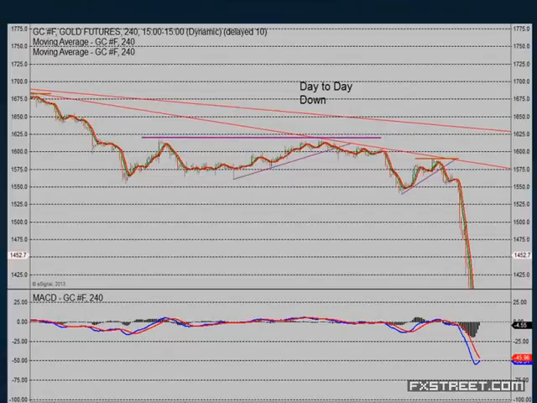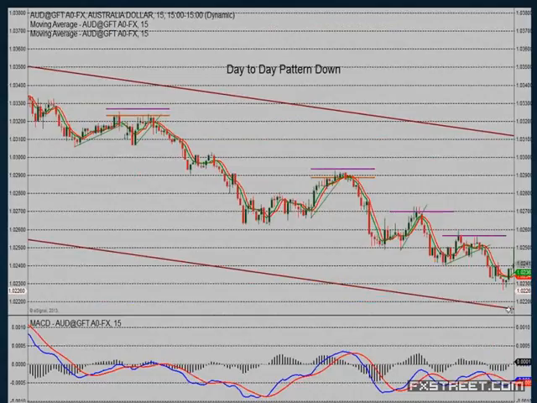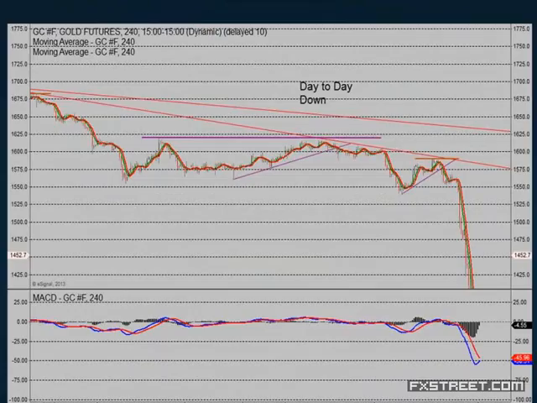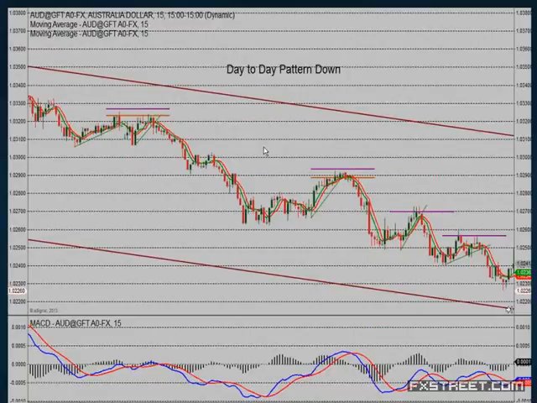So again, to me, the day-to-day pattern is as objective as anything else we do. And here's a great example of that in the Australian dollar. When the day-to-day pattern's down, you're going to take these micro shifts. Basically, that's what we're highlighting to you, the power of that day-to-day pattern, when we just look for the micro patterns to shift in line with the day-to-day news flow. The day-to-day news flow is reflected in the day-to-day pattern. So when that pattern's down, you're just looking for those micro shifts in line with it.